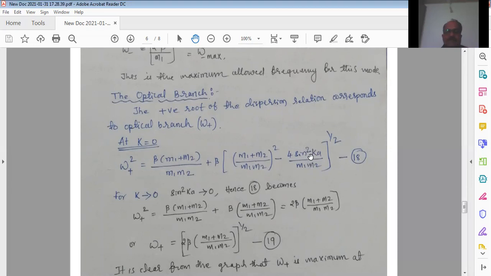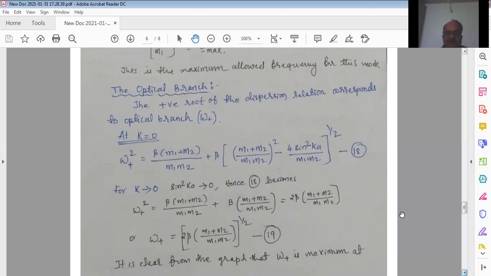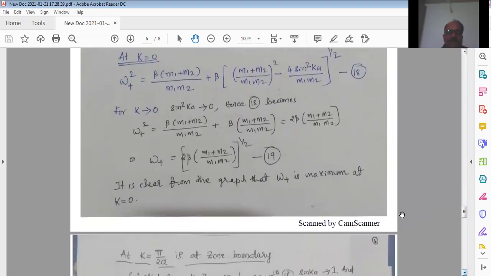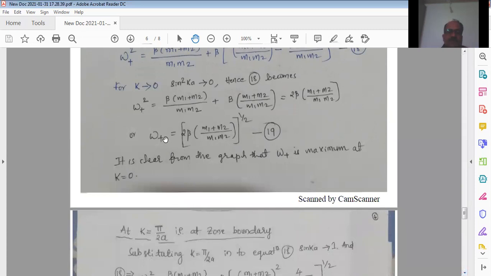So sine of 0 is 0, so this term vanishes, and the remaining two terms you simplify. It becomes 2 beta into (m1 plus m2) divided by m1 m2. So omega plus is equal to [2 beta (m1 plus m2) divided by m1 m2] raised to half. It is clear from the graph that omega plus is maximum at k equal to 0.